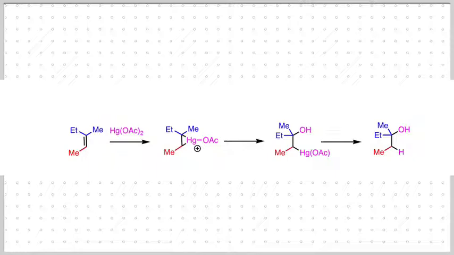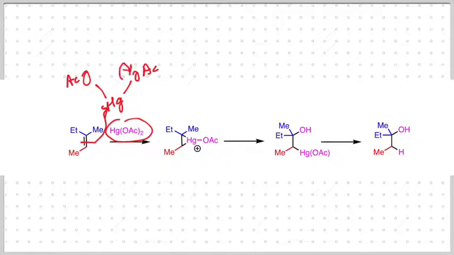So let's see what happens in this reaction. So in this reaction, first we are adding this mercuric acetate across the double bond. So mercuric acetate is going to look something like this. And we use the pi bond to attack here and we will break this one and this one will attack back. So that's how we form this three-membered ring with the mercury.